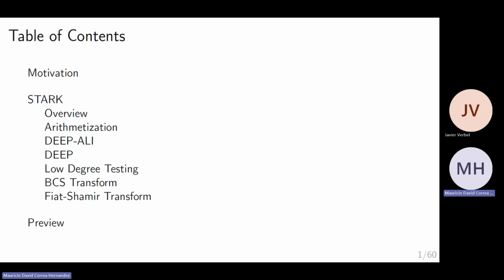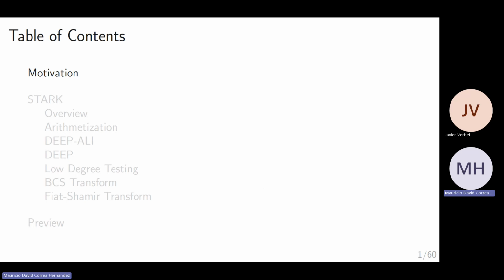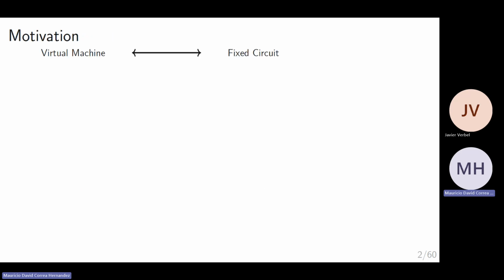All right, let's get started with the motivation. Why do we want Starks? And I'd say the answer revolves around the distinction between virtual machines and fixed circuits. Basically, we have two ways of representing computations. One is through an automaton or a virtual machine, and the other one is through a direct circuit, a fixed circuit.